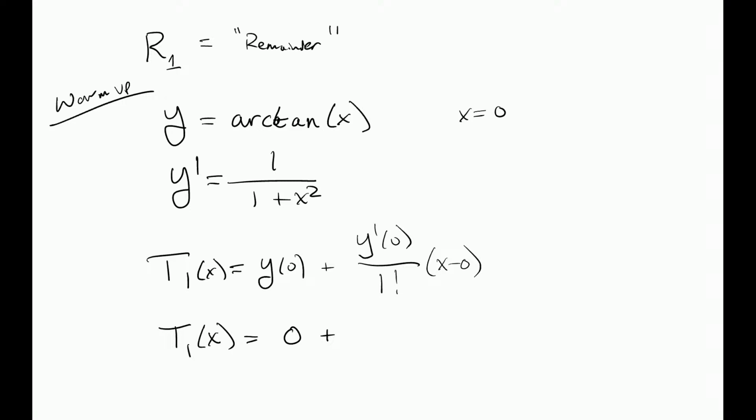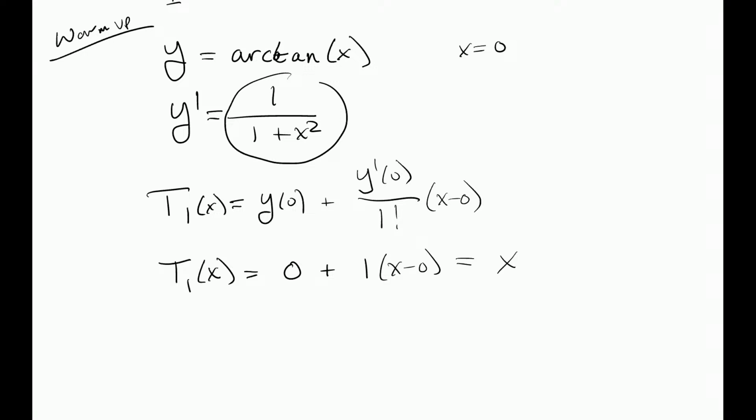Julia, do you know what you get when you plug 0 into the derivative? Yeah, it's just 1. So that's a nice easy one. That's going to be 1 times x minus 0, so this is just x. That's the first Taylor polynomial for arctan. Not very exciting.